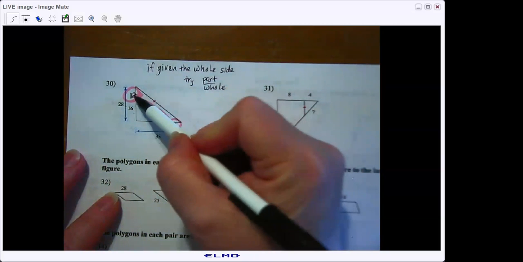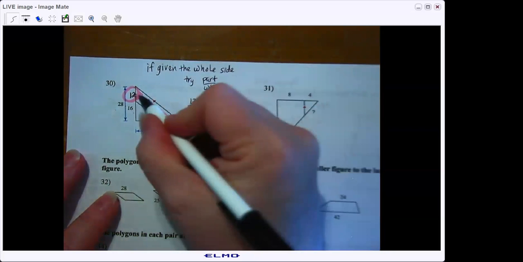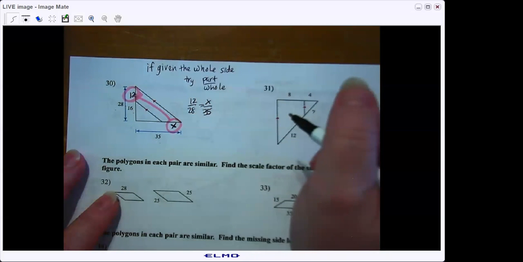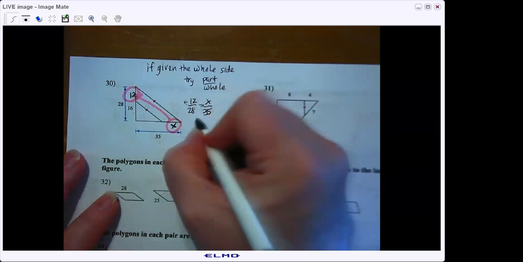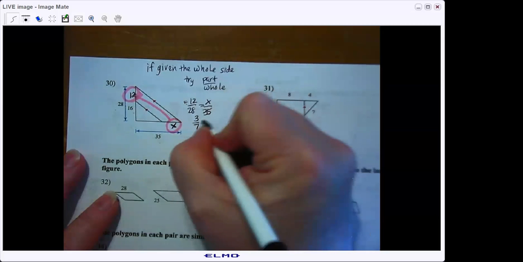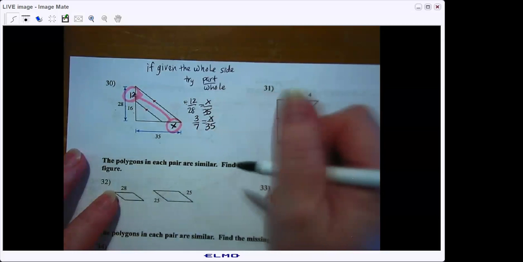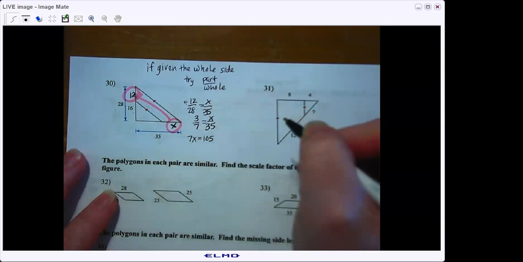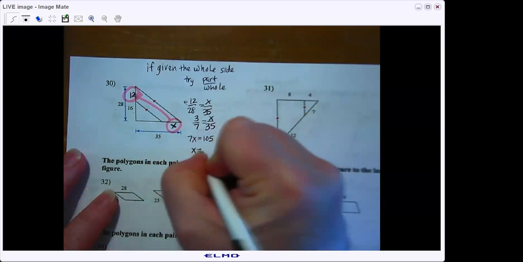If I go part to whole, I can do 12 to 28 is equal to the same corresponding part, x over 35. And then if I reduce this by 4s, I'd have 3 over 7 is equal to x over 35. And then again, we can cross multiply. So I'd have 7x is equal to 105. And then dividing both sides by 7, you get x equals 15.